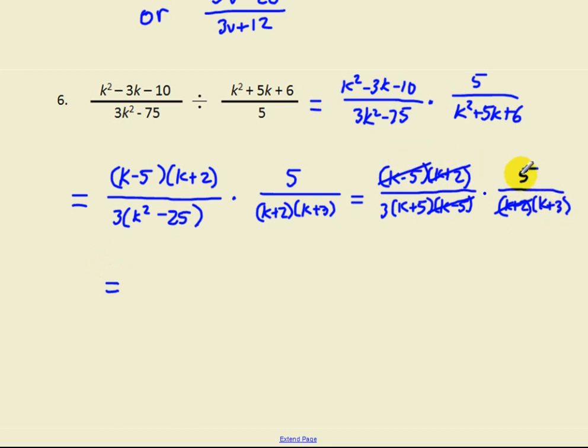So we end up with 5 by itself in the numerator, and then in the denominator 3 times k plus 5 times k plus 3. And again, I would leave it like this personally. Just be prepared in case you get a multiple choice question where the answer would multiply this out. So you could multiply k plus 5 times k plus 3, multiply that all by 3, and you'll end up with an equivalent answer. So there you go with multiplying and dividing rational expressions. Good luck.